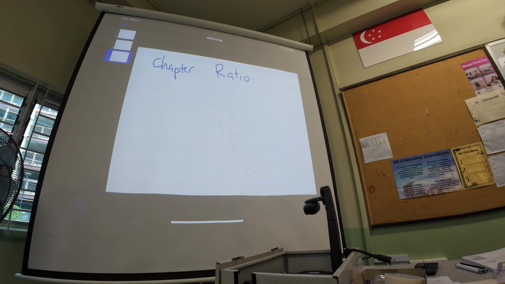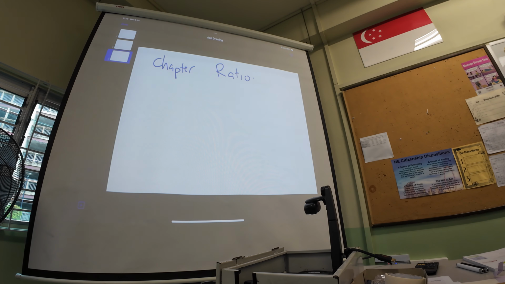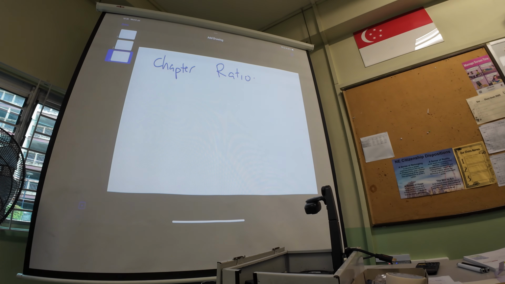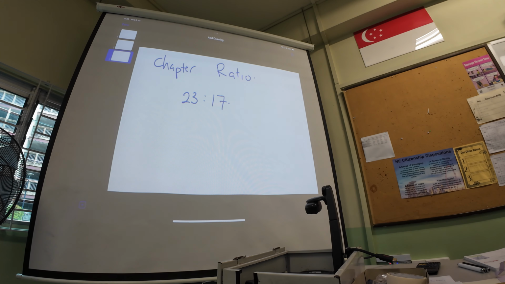Not everyone learned ratio in primary school, so we'll have to explain a bit. Ratio is a word used to describe a comparison of two numbers. For example, let's say a class has 23 boys and 17 girls. Then we can say that the ratio of the boys to girls is 23 is to 17. It is just used as a comparison of numbers.